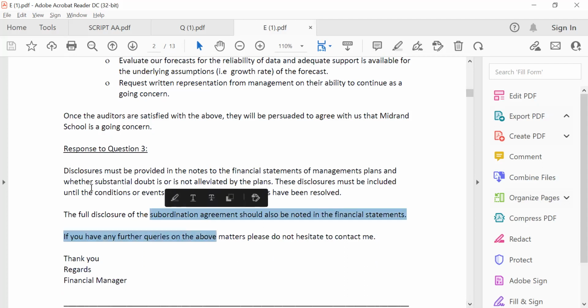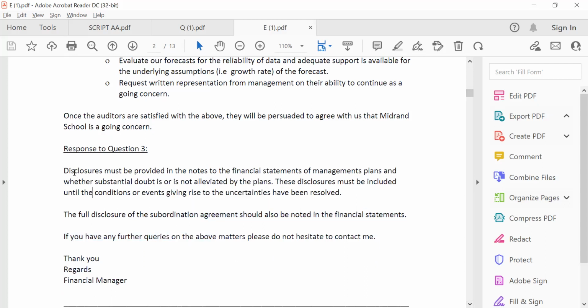Then if you look at the disclosure, it must be provided in the notes to the financial statements of management plans, and whether substantial doubt is or is not alleviated by the plans. Again, we're not sure where this is going to be in the notes. There are so many notes in the financial statements. Which one exactly would need to provide this particular item that the candidate is identifying?